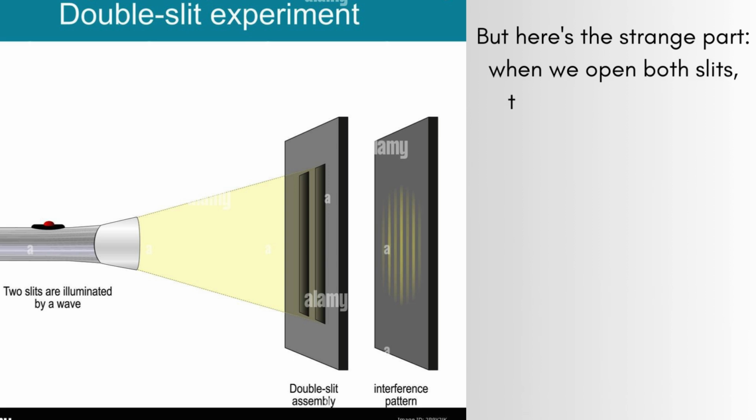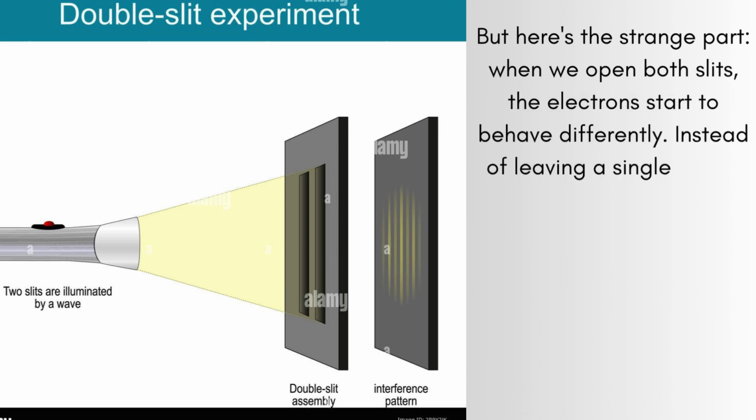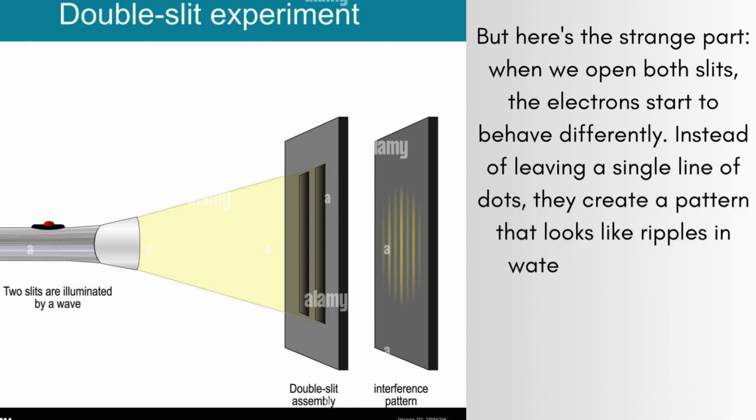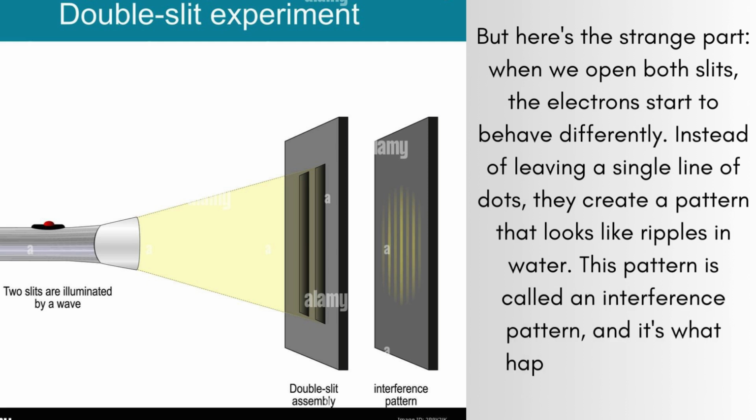When we open both slits, the electrons start to behave differently. Instead of leaving a single line of dots, they create a pattern that looks like ripples in water. This pattern is called an interference pattern, and it's what happens when waves overlap.